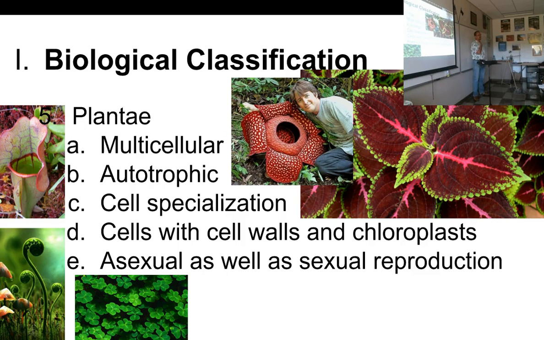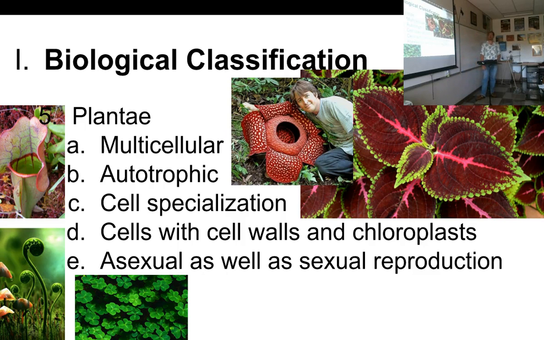Trophos means to feed or to eat, and auto means self. So they eat themselves? No. They make their own food. Yes, good. They photosynthesize, and so these are plants that make their own food.